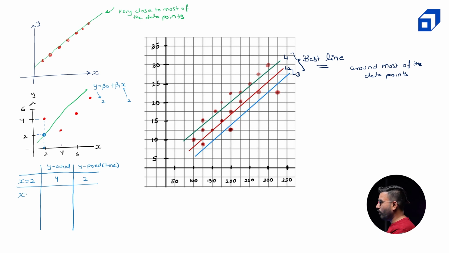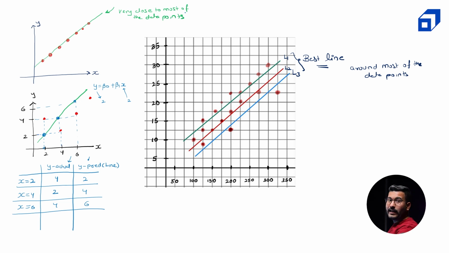Now when my x is 4, my actual is 2, because the red color point becomes 2. So actual is 2, but my prediction is 4. When my x is 6, then my actual is 4. So actual is 4, but prediction is 6. Now you can see this is how we try to find out the actual and prediction. Predictions are always going to be on the line, while actual is represented by red color.